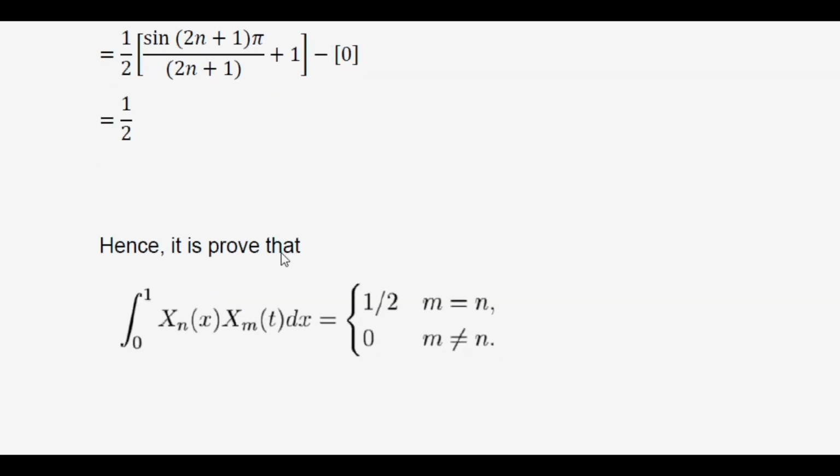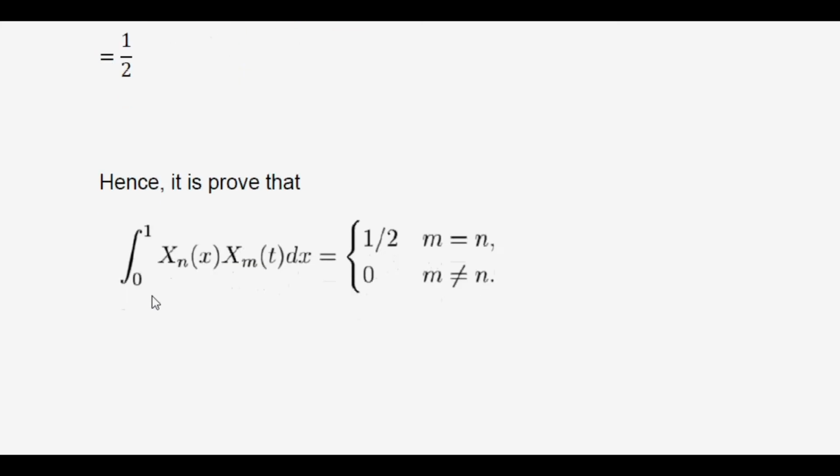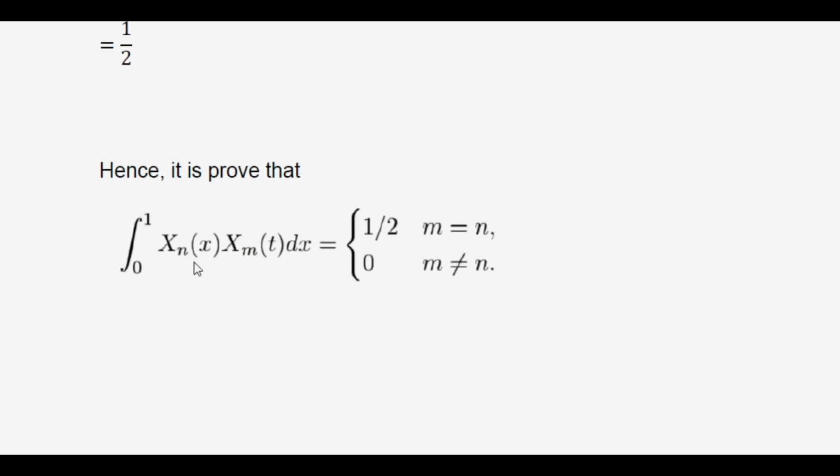Hence, it is proven that the integration of Xn(x) Xm(x) dx with the limit of 0 to 1 is equal to 1/2 for m equal to n, and 0 for m not equal to n.